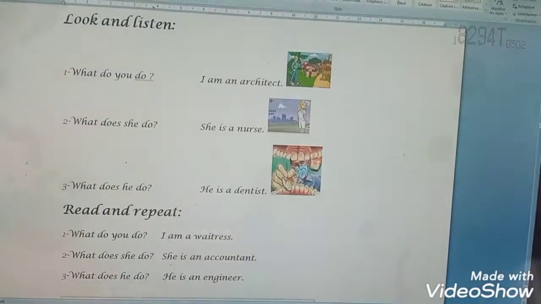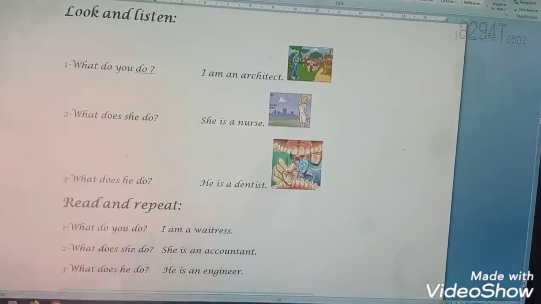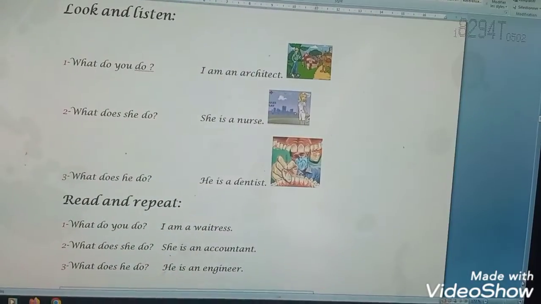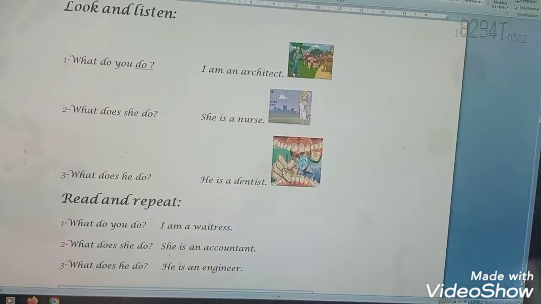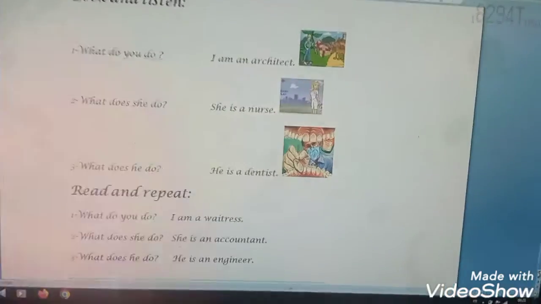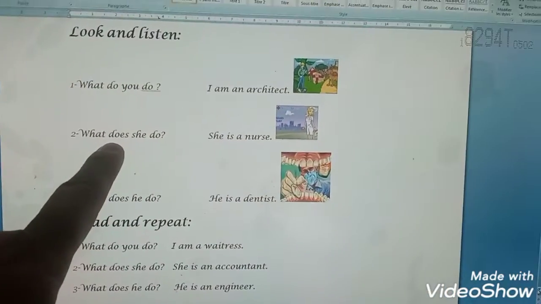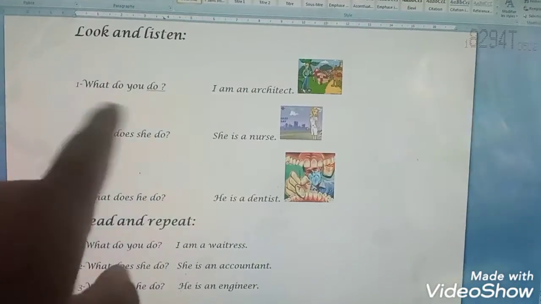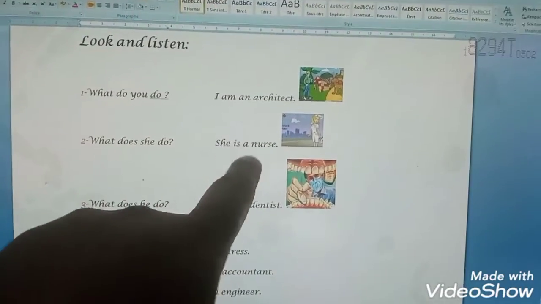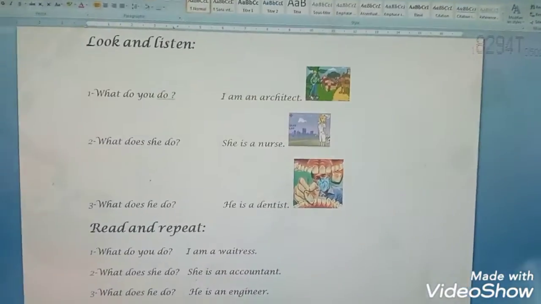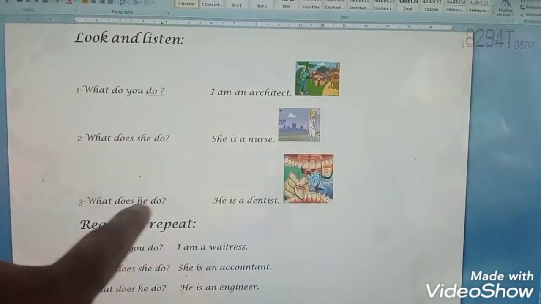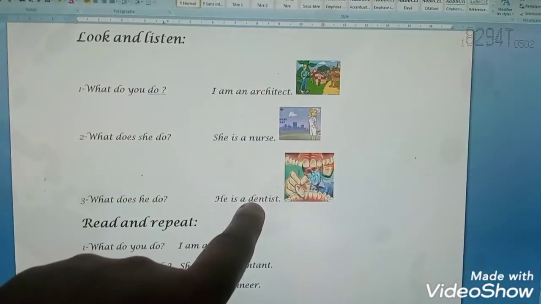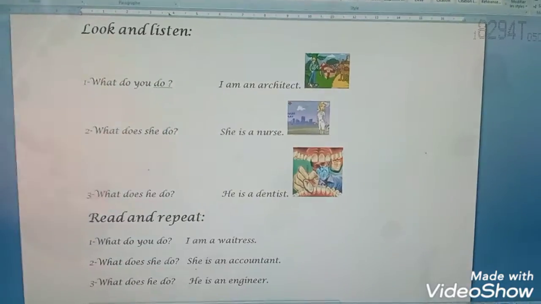Part look and listen. What do you do? I'm an architect. What does she do? She is a nurse. But the answer here will be with is, verb to be. What does he do? He is a dentist.